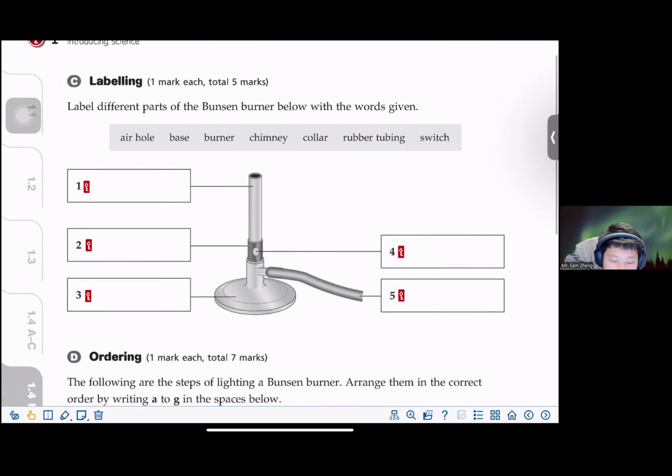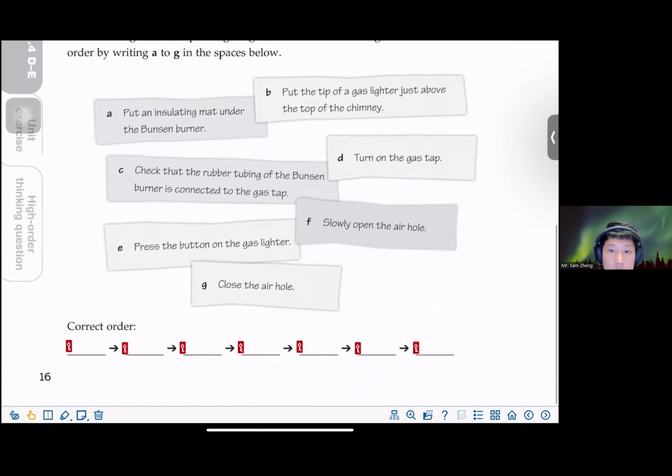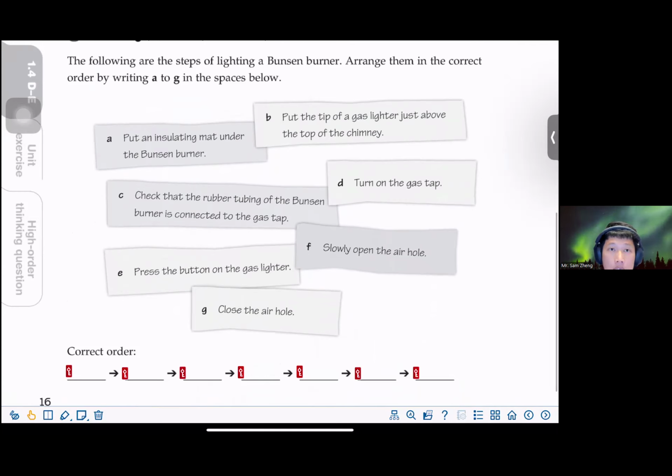Next, for the labeling, these would be the labels, so you can refer to the pictures here. Next, for the steps, it's totally the same as the worksheet. You can simply follow the worksheet. Here is the correct order for the worksheet and also the workbook, so you can refer to here.